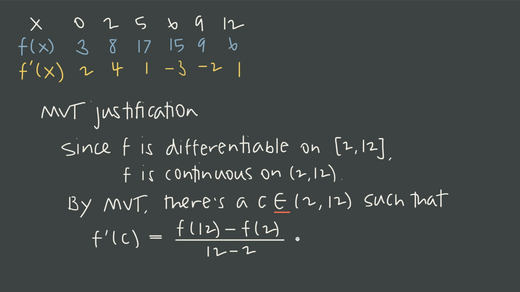And if we plug in values from our table, we know that f of 12 is 6. We know that f of 2 is 8. We're getting those from our f of x row in the table. And then we're dividing that by 12 minus 2, or 10. We get -2 over 10, which is -1 over 5. This whole sentence here is what's going to earn us the points.